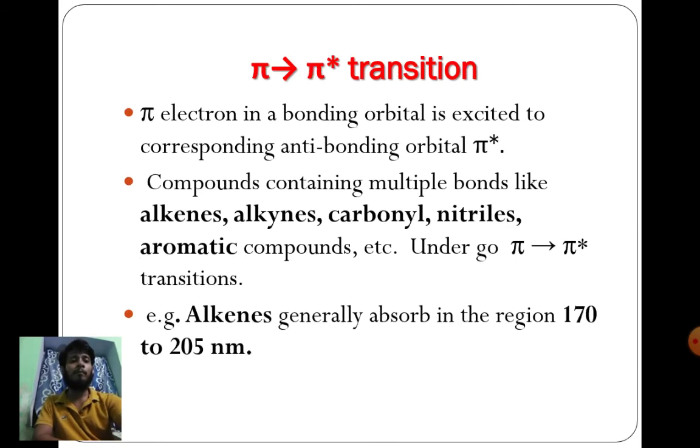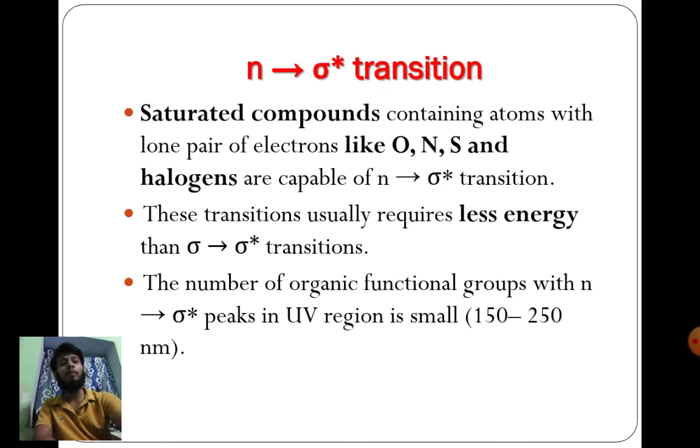The second type is the pi to anti-bonding pi transition. Here the pi electron in a bonding orbital is excited to the corresponding anti-bonding orbital. Compounds which contain alkenes, alkynes, carbonyls, nitriles, and aromatic compounds undergo this kind of transition. For example, alkenes can absorb wavelengths of 170 to 205 nanometer.